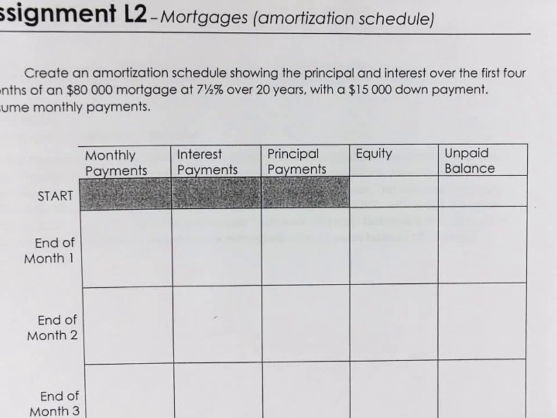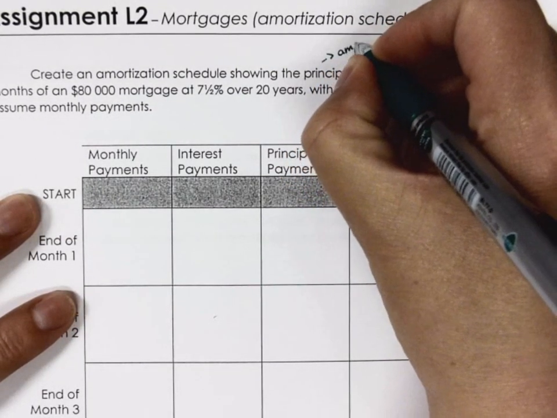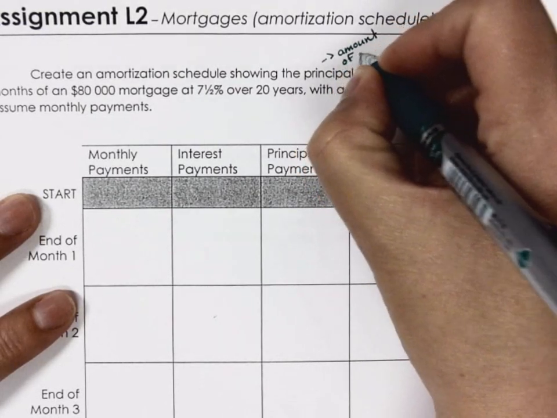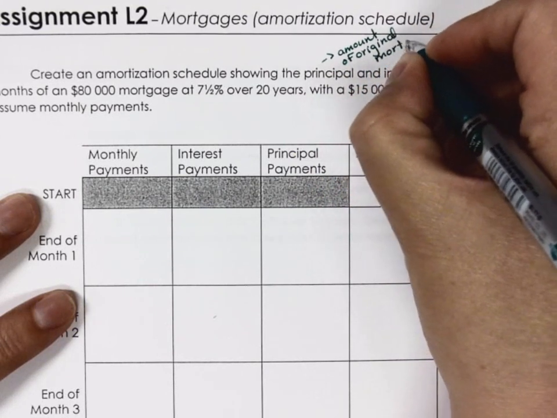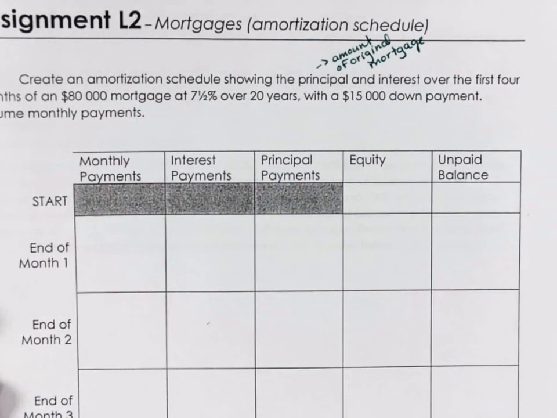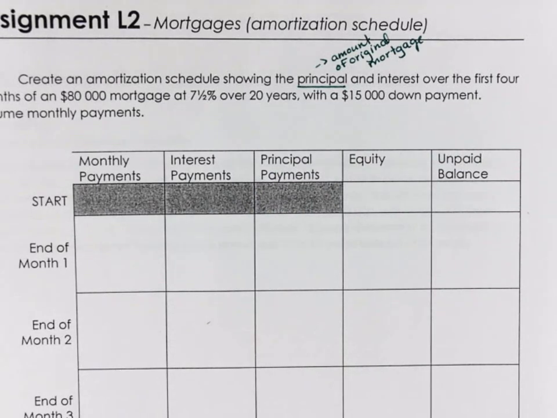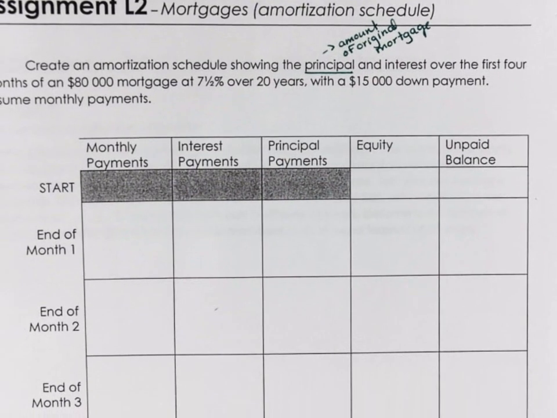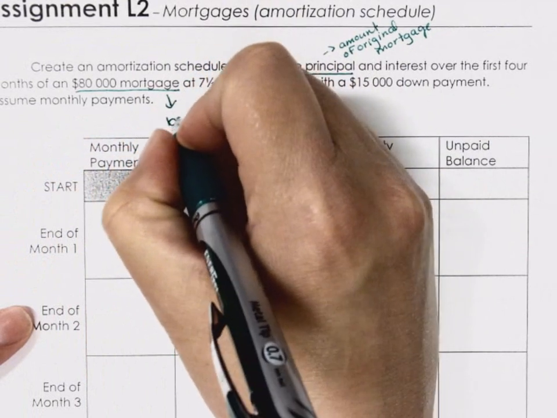Remember that our monthly payment is broken into interest and payment on the principal. The principal is the amount of your original mortgage. So we are going to figure out the interest over the first 4 months of an $80,000 mortgage. That's what we're borrowing.